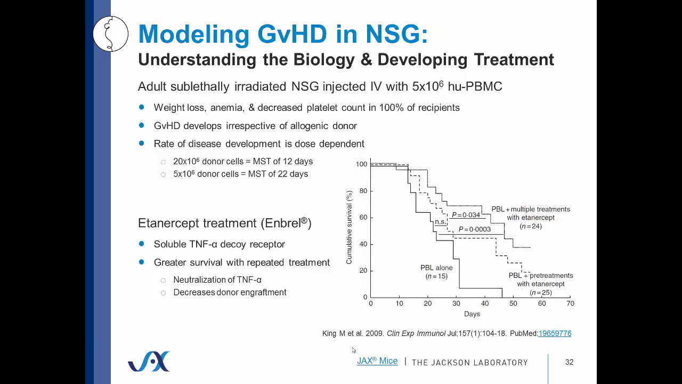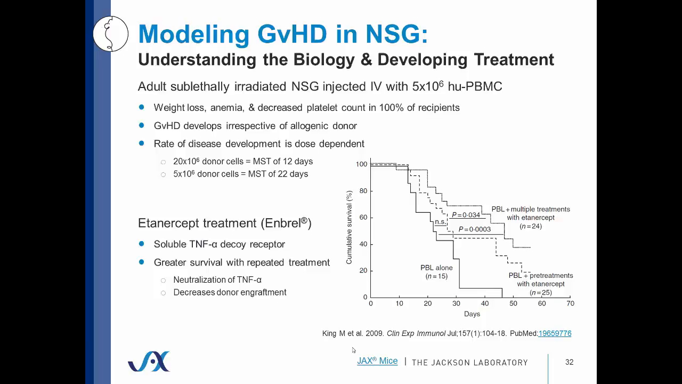The rate of disease development in these mice is dose dependent and depends on the amount of radiation that you give the recipients. So if you give higher doses of cells, like 20 times 10 to the 6 donor cells, you'll get a mean survival time of about 12 days. If you give about 1/4 the number of cells, or 5 times 10 to the 6 donor cells, you'll get a mean survival time of about 20 days, as shown in the graphic on the right here.